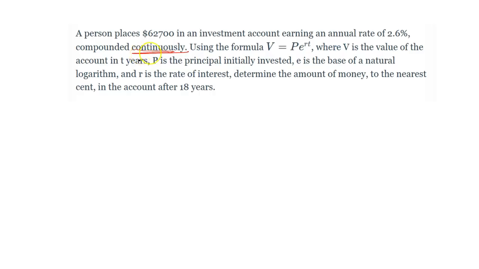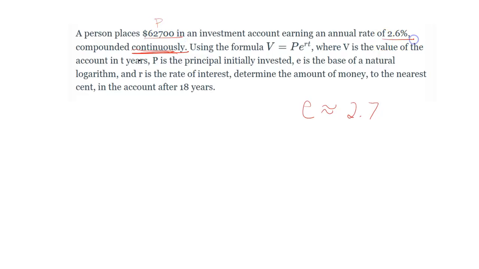When it's continuously, you're going to see this e, and e is approximately 2.7. It's kind of like how pi is approximately 3.14. So we are going to be investing money. This is our initial amount, our investment. That's going to be your P, your principal.